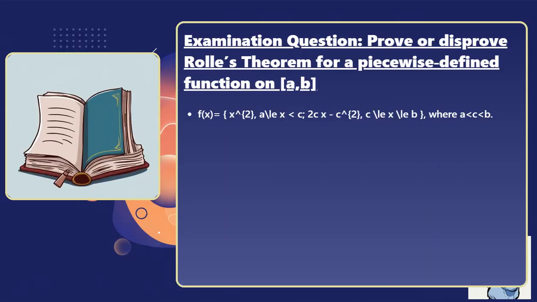f of x equals x squared for a less than or equal to x less than c, and equals 2cx minus c squared for c less than or equal to x less than or equal to b, where a is less than c is less than b.